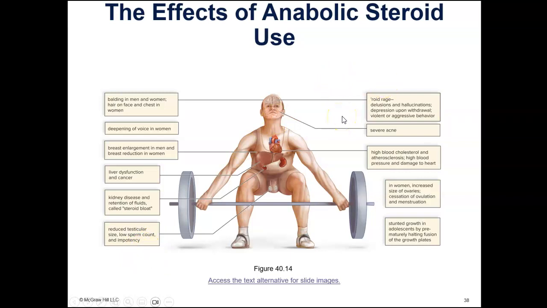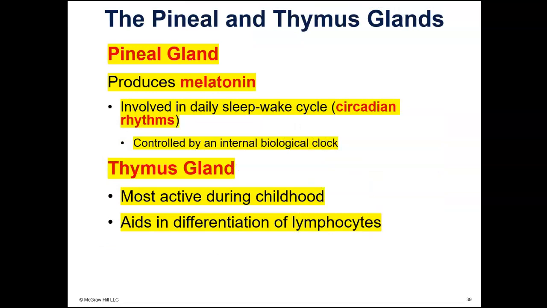The roid rage. Now, I knew about that. I knew about the reduced testicular size and low sperm count and impotency. I knew about that, and the acne, because I've known people in my life that took steroids for sports. High blood cholesterol and atherosclerosis, high blood pressure, and damage to the heart. In women, it increases the size of the ovaries. It causes menstruation to cease. It stunts growth in adolescence. This is bad. I wouldn't use that stuff. I don't think it's worth it.